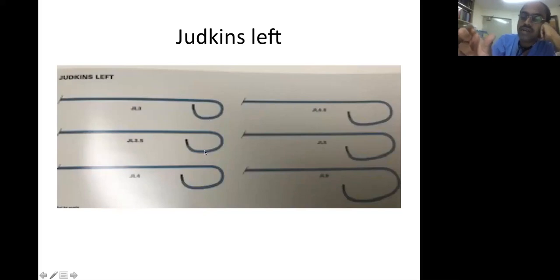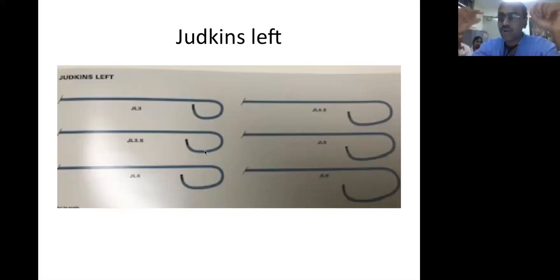Now, what is the logic of using this distance? Let's assume that the ascending aorta in normal human beings, an adult like me, is about 2.5 centimeters. So we have to hit against the outer wall of the aorta, or rather the right wall of the aorta, and engage into the left coronary. So we are coming obliquely. So with a 2.5 centimeter aortic diameter, if I am entering obliquely, it means I need a 3.5 or a 4.